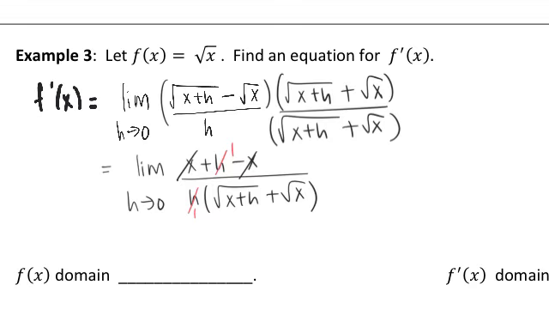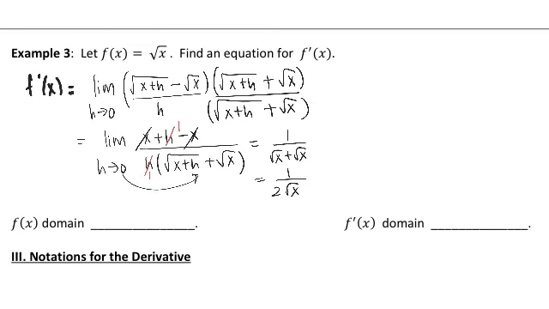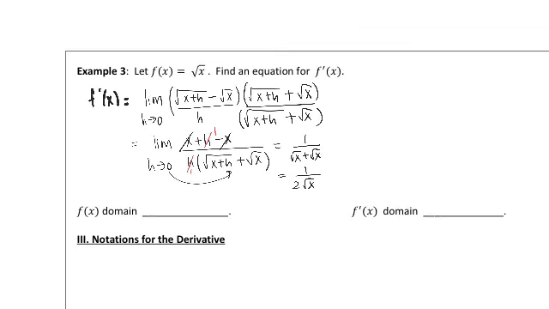So now we can put in h is equal to 0 into what's left over, and you would get the answer 1 over rad x plus rad x. Rad x plus rad x is 2 rad x, okay? So f prime of x is a function which is 1 over 2 rad x.